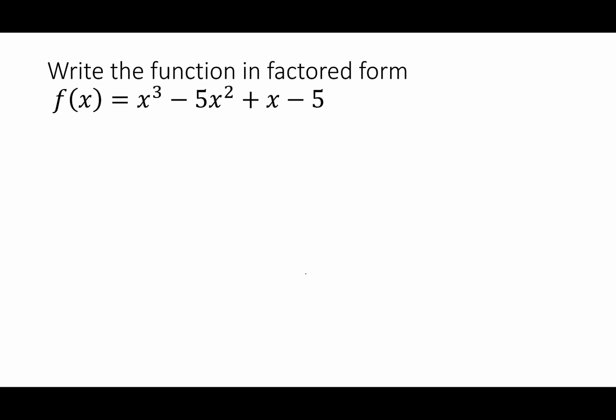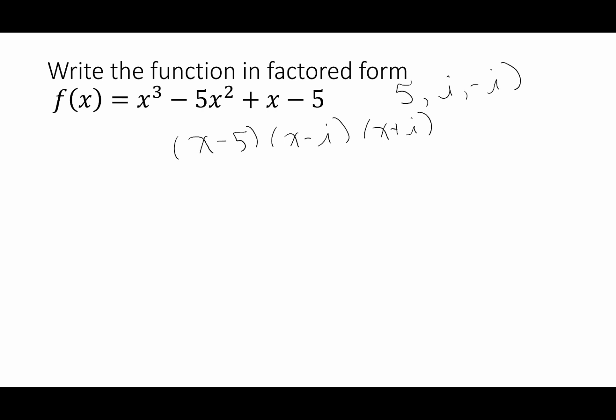On the next page, I just want to write this in factored form. So remember, we had 5, we had i, we had negative i. So this is x minus 5, x minus i, and x plus i. So even with the factoring of complex numbers, we do it the same way we do it when we get a real number.